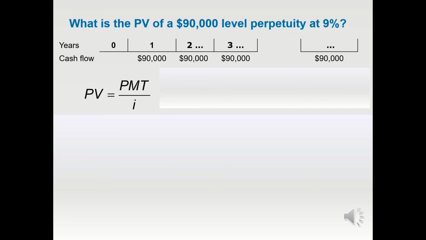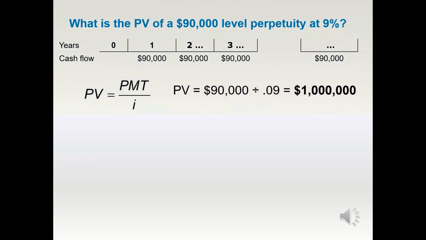Hopefully you still have your calculator nearby. Go ahead and calculate the present value of a $90,000 level perpetuity at 9%. To calculate a level perpetuity present value, all you have to do is take the payment, which is $90,000, and divide it by the interest rate of 0.09. You'll see that the present value of a $90,000 level perpetuity is $1 million.